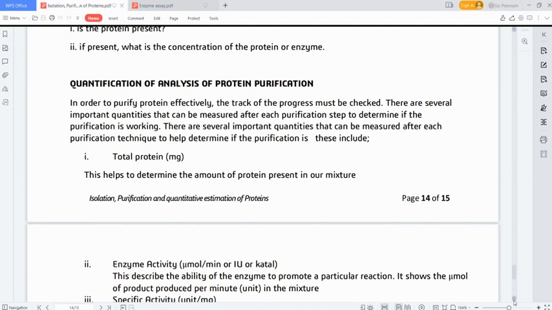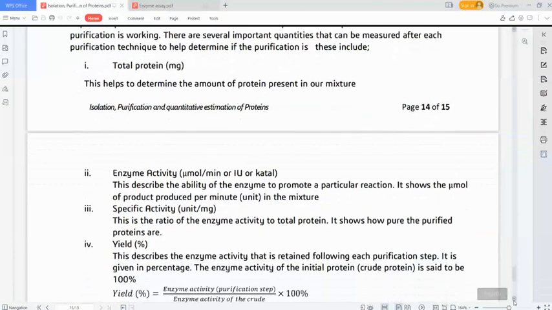In order to purify a protein effectively, the progress must be tracked. There are several important quantities that can be measured after each purification step to determine whether the purification is working. Each step you do, it is necessary to do these five things. One is determine the total protein.